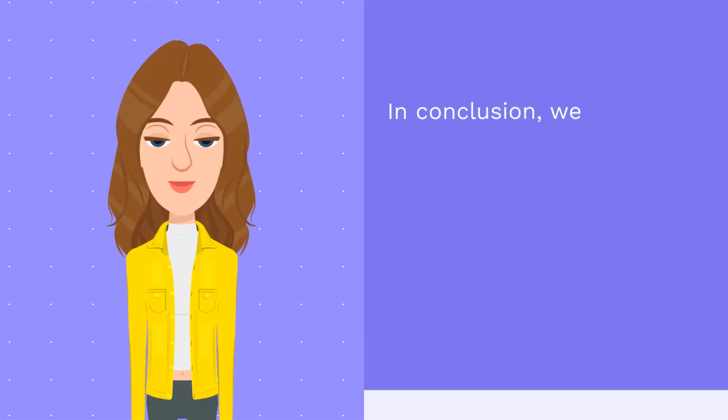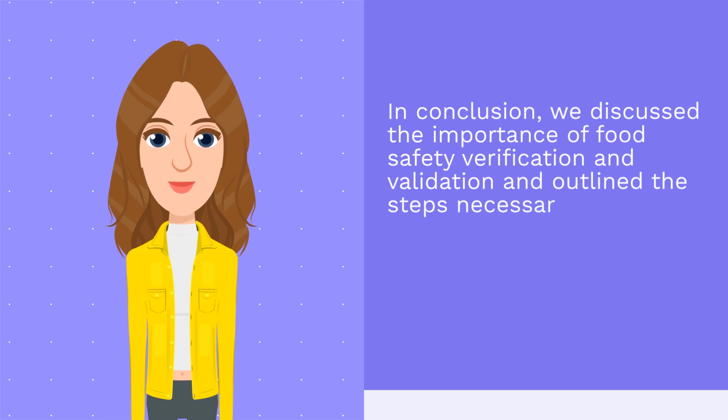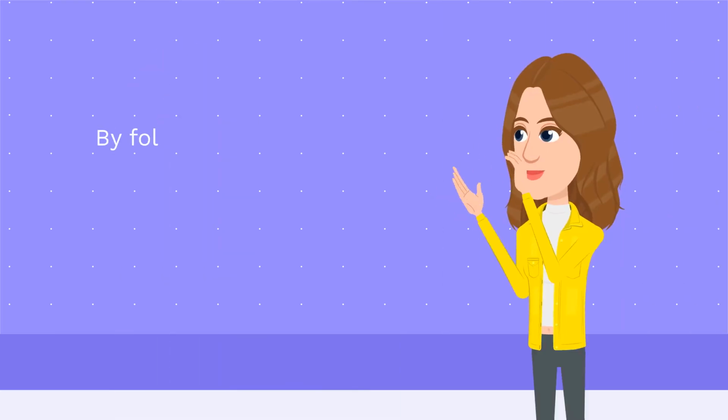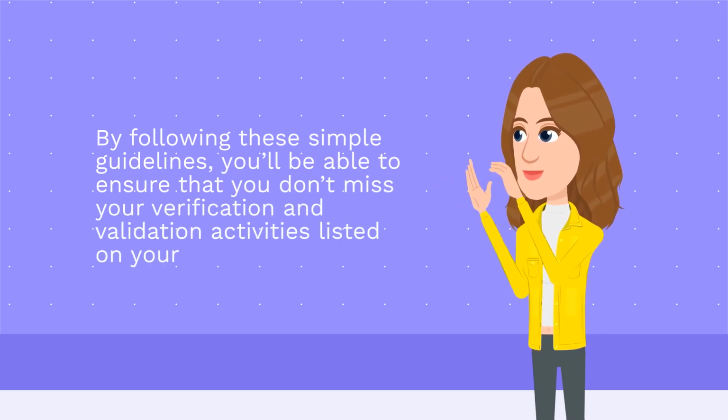In conclusion, we discussed the importance of food safety verification and validation and outlined the steps necessary to successfully implement these practices in a food manufacturing facility. By following these simple guidelines, you'll be able to ensure that you don't miss your verification and validation activities listed on your food safety procedures.